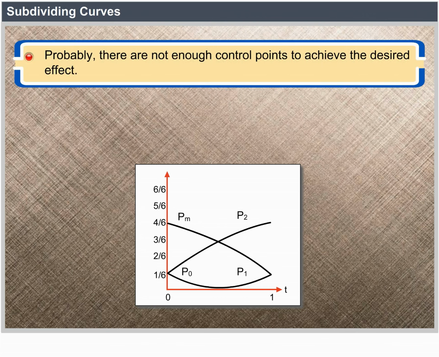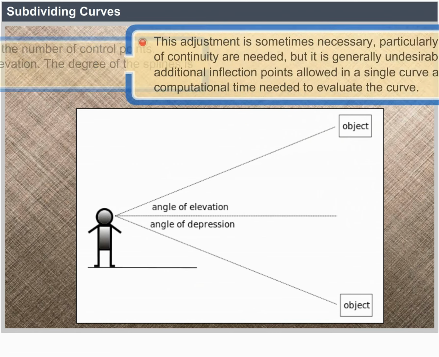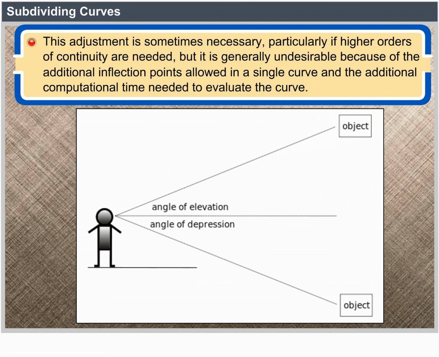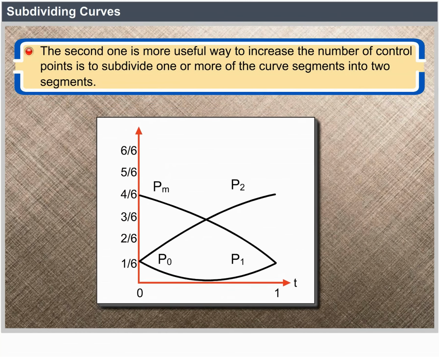One is the process of degree elevation. The degree of the splines is increased from 3 to 4 or more. This adjustment is sometimes necessary, especially if higher orders of continuity are needed, but is generally undesirable because of the additional inflection points allowed in a single curve and the additional computational time needed to evaluate the curve. The second, more useful way to increase the number of control points is to subdivide one or more of the curve segments into two segments.